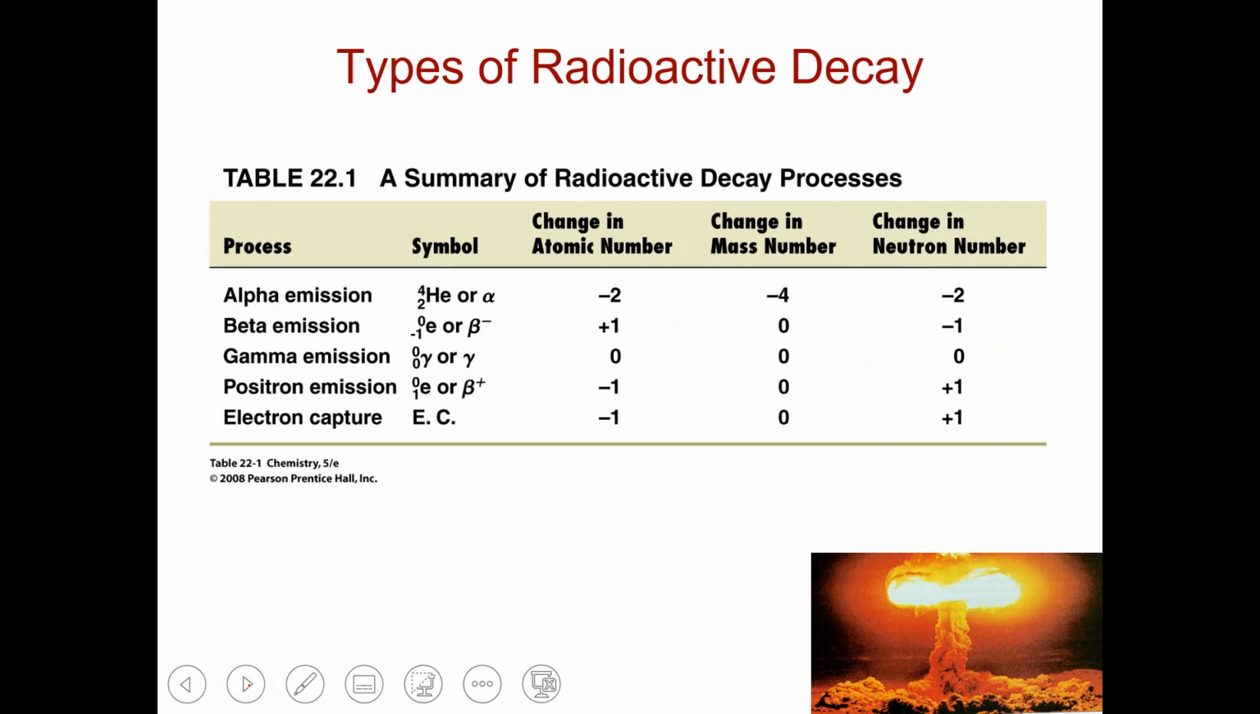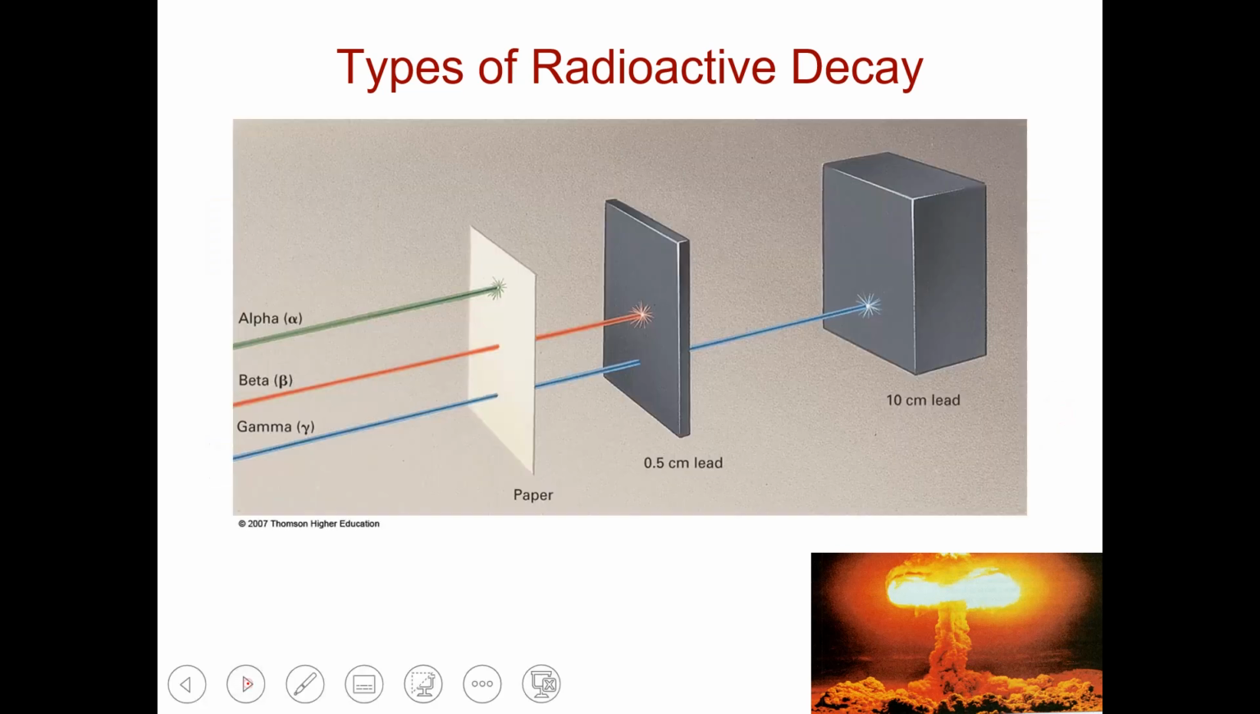Okay, so this table summarizes the different types of radioactive decay. So we have alpha emission, we emit essentially a helium nucleus. We have beta emission, where we emit a high energy electron. Gamma emission, which is where we emit a gamma ray. Positron emission, so we emit a high energy electron that has a positive charge. So it's like an electron, but it's positively charged. And then we have an electron capture, where we capture an electron and a proton becomes a neutron.